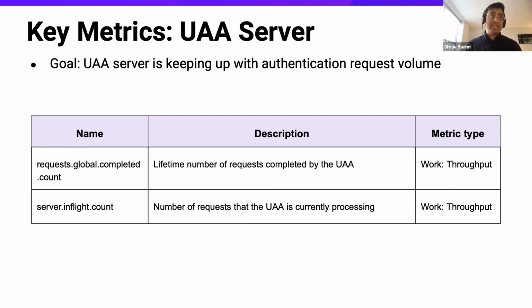So you want to keep an eye out on that. The next one is the server in-flight count, and that's the number of requests that the UAA is currently processing. So again, similar to the requests global completed, you want to plot that on a graph and keep an eye out for any spikes or drops and set alerts accordingly.